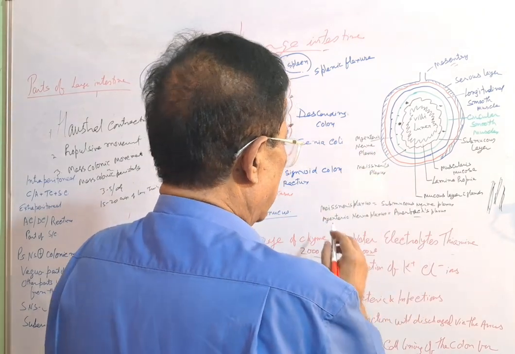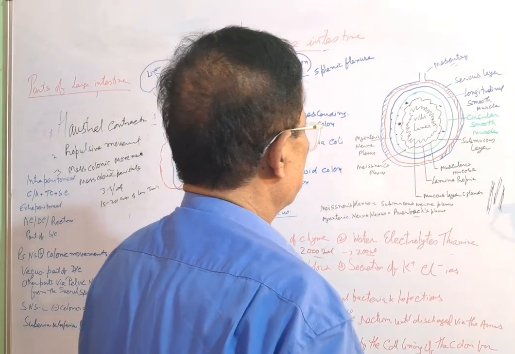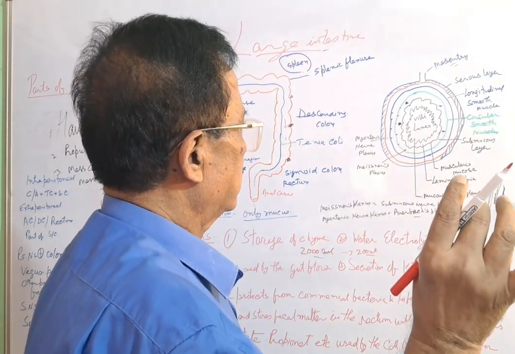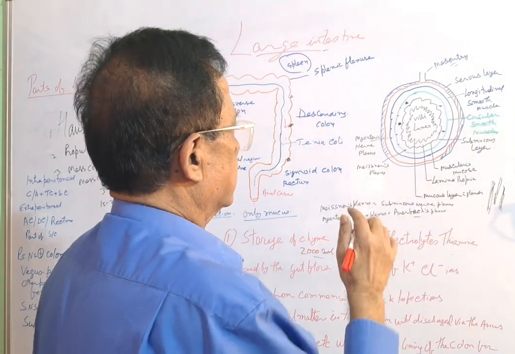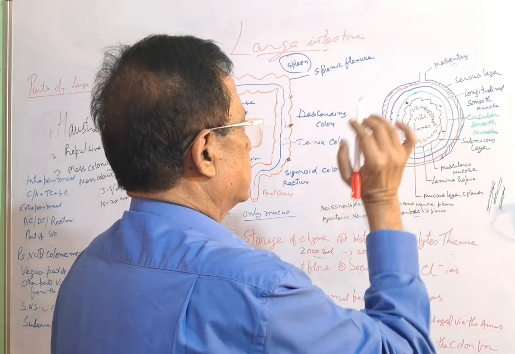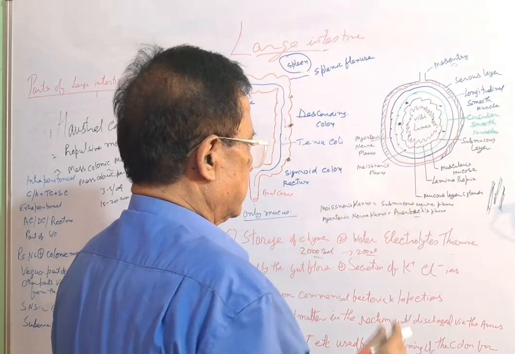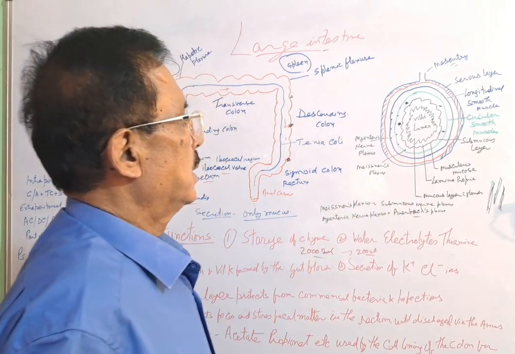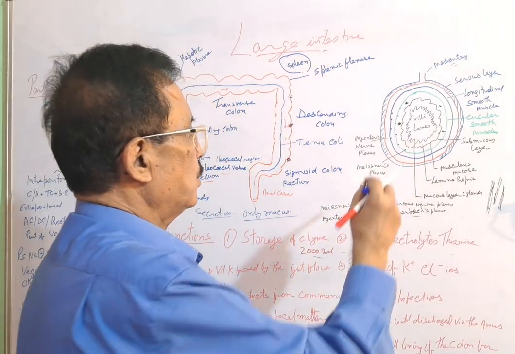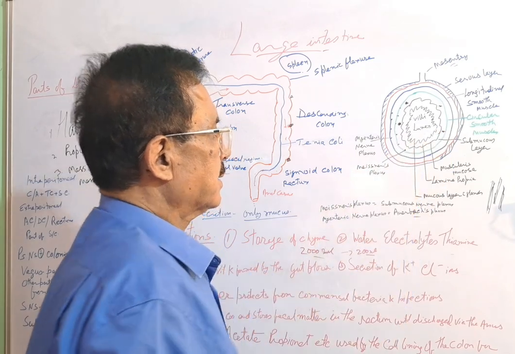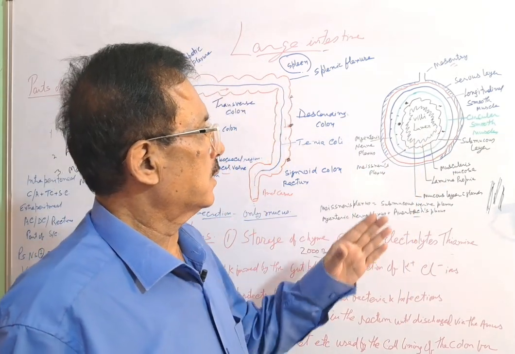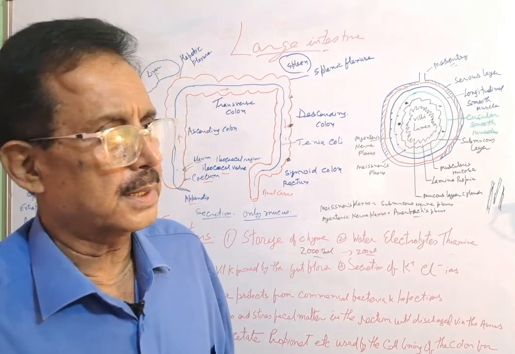The myenteric nerve plexus is known as Auerbach's plexus. It is present in between the two layers of smooth muscles, longitudinal and circular. Okay, Meissner's plexus, or submucous nerve plexus, is present in the submucous layer. There are a few lymph nodes present here and there in the submucous layer. Okay, now the differences in this structure.